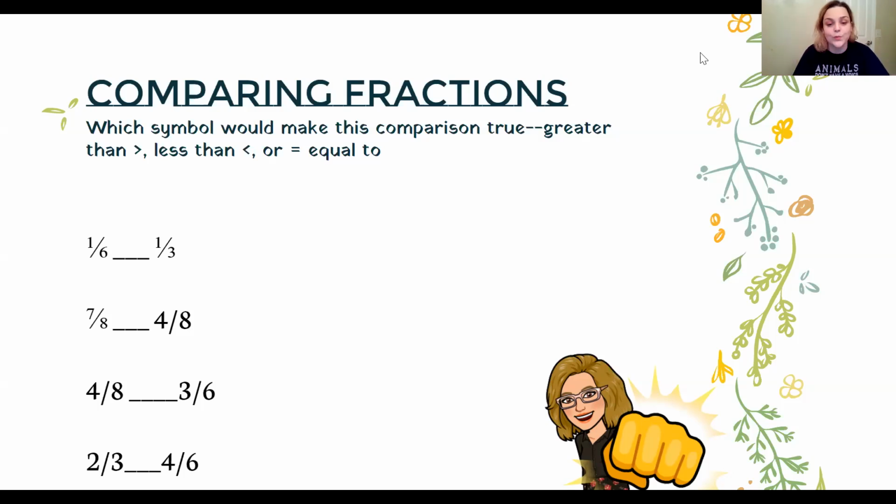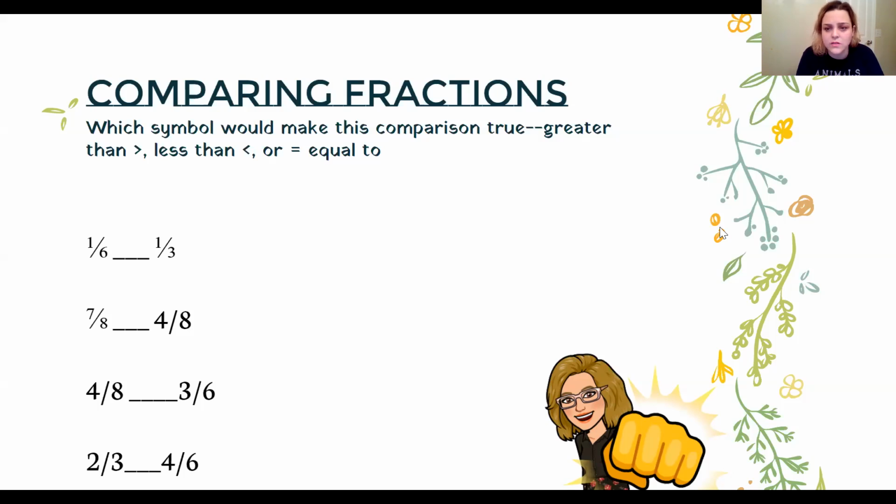All right, hopefully you wrote down every comparison and you're able to kind of think through which fraction is greater. Is it greater than, less than, or equal to, right? So I'm gonna grab a different color. Let's do blue this time.